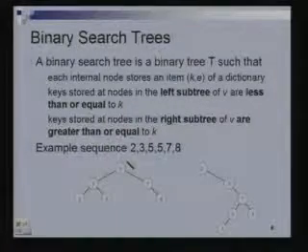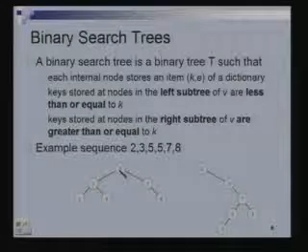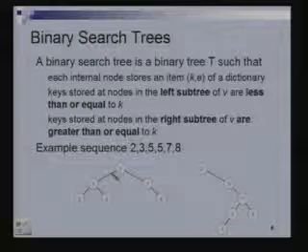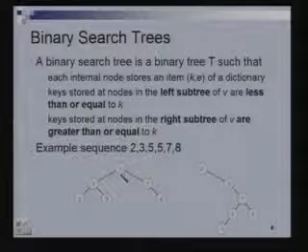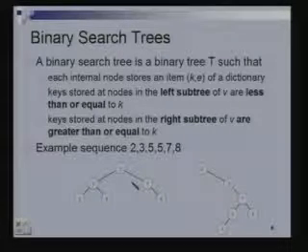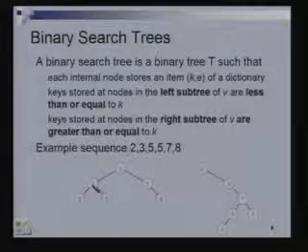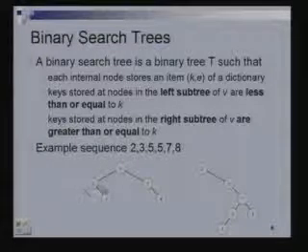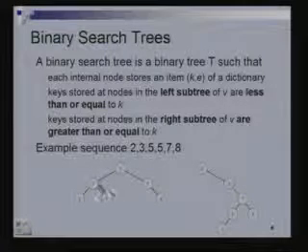Now, what is the binary search property? The binary search property says the following: all the keys which are less than 5 will be in the left subtree. All keys which are larger than 5 will be in the right subtree, and this property holds at every node, not just at the root node. Here also, the left subtree will have keys which are less than 3. The right subtree will have keys which are larger than 3.